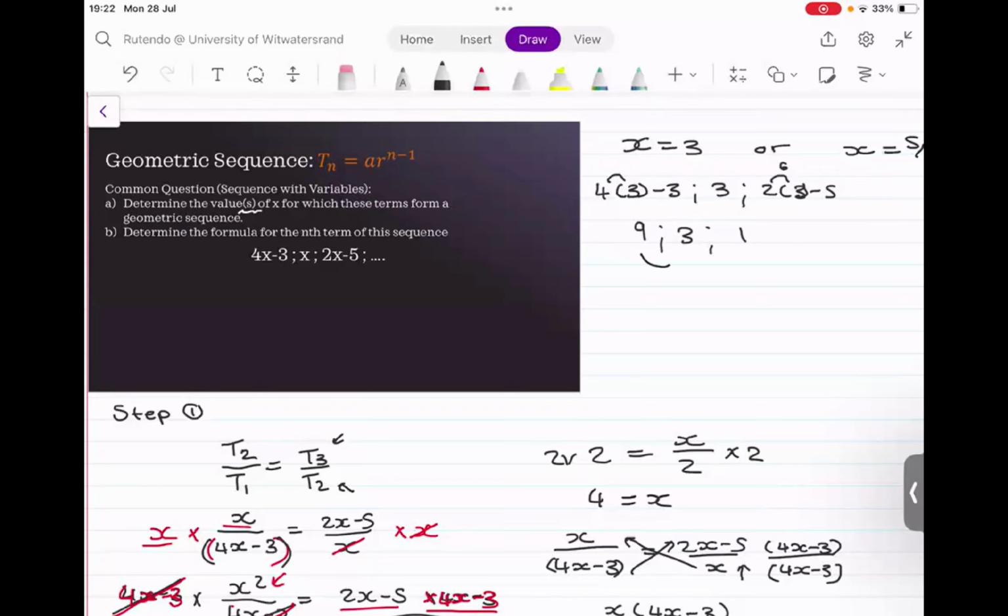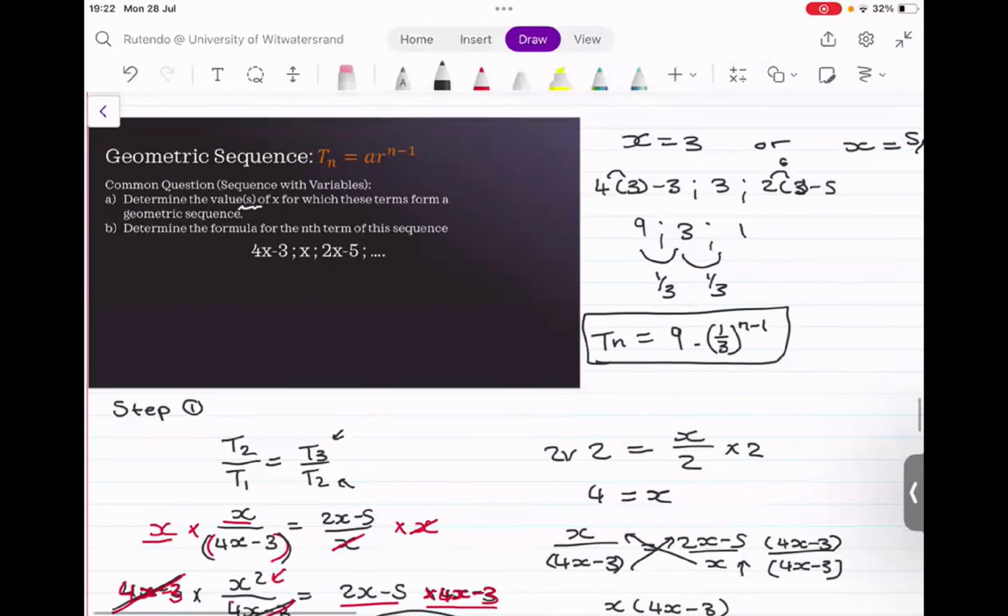Here we can find that r is 1 over 3, because we're dividing by 3 each time. 3 divided by 9 gives 1 over 3, and 1 divided by 3 gives 1 over 3. So our Tn is equal to a, which is 9, multiplied by r, which is 1 over 3, to the power of n minus 1. This would be our formula for this one.